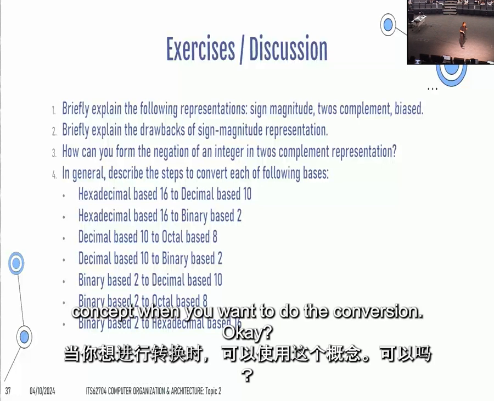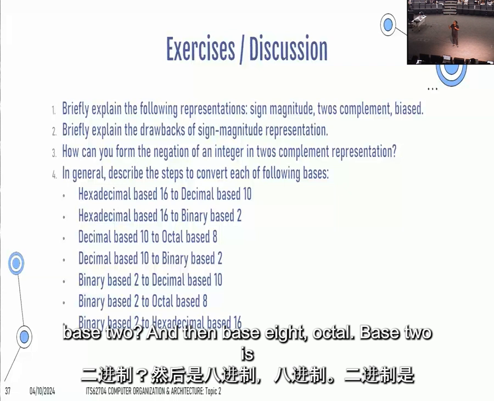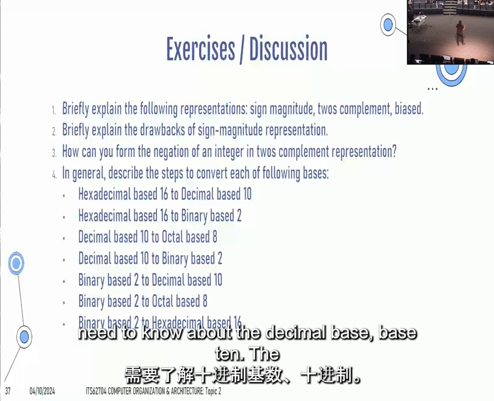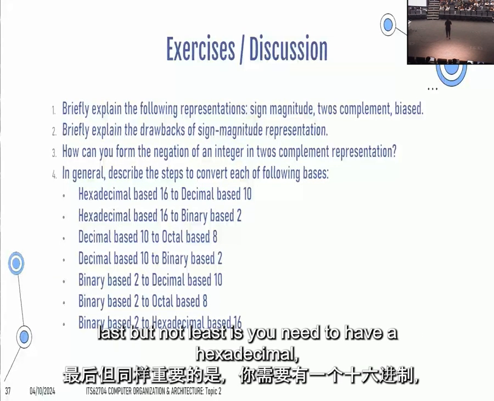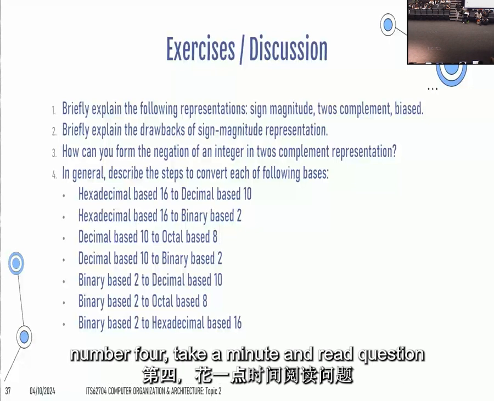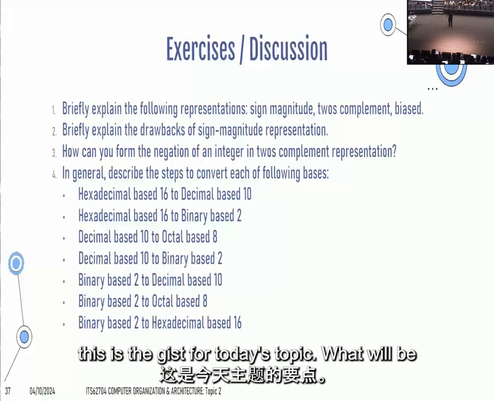There is a concept when you want to do the conversion. First of all, you need to know what base 2 is, and then base 8, octal. Base 2 is binary, base 8 is octal. After that, you need to know about the decimal base, base 10. Last but not least, you need to know hexadecimal, base 16. Enough. If you read question number 4, take a minute and read it. What is that? It's conversion. So this is the gist for today's topic.